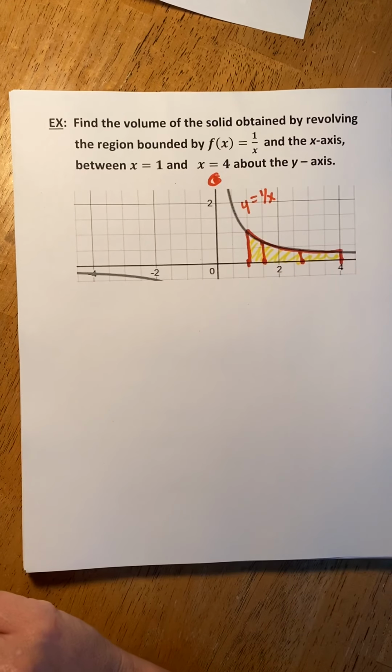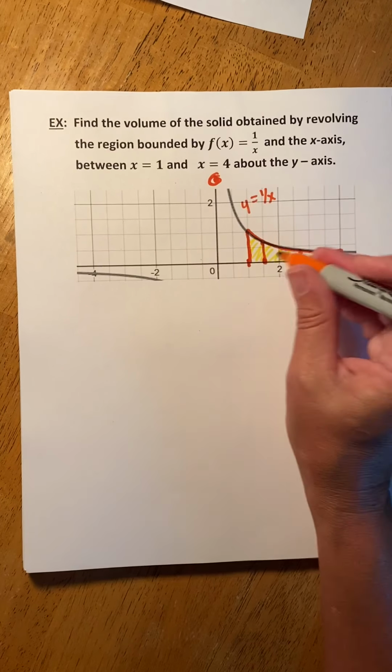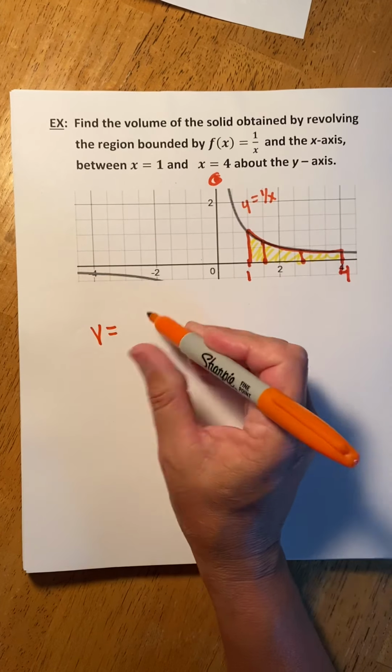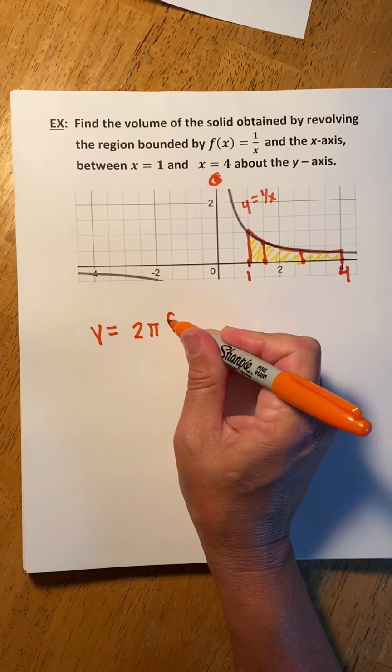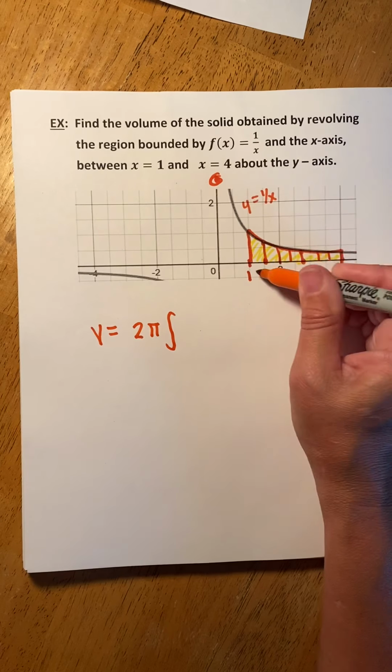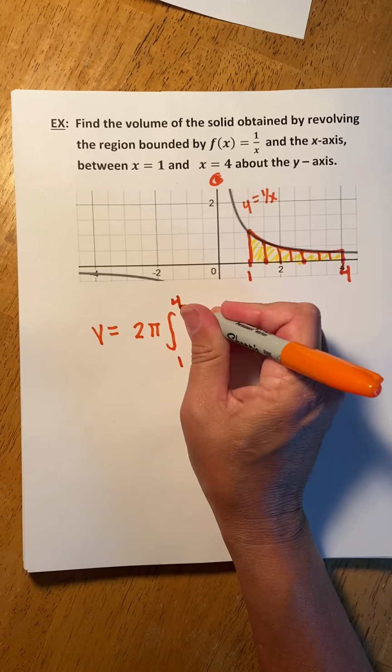So that's the function y equals 1 over x. We're going between 1 and 4. So according to this template, the volume is going to be 2 pi. My vertical lines, like imagine doing an infinite collection of vertical lines, my vertical lines range from 1 to 4.